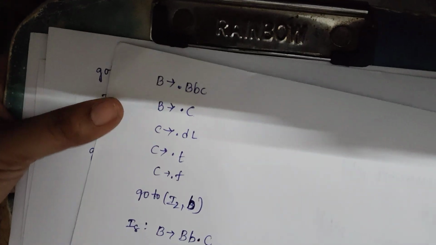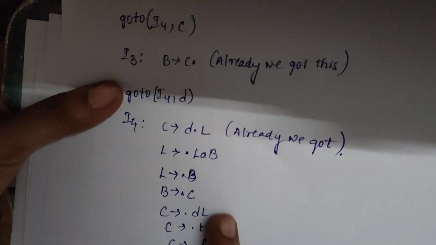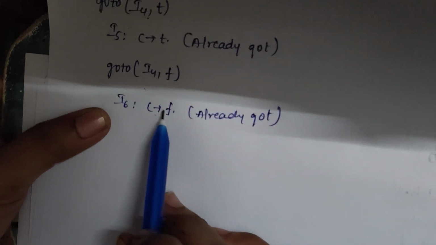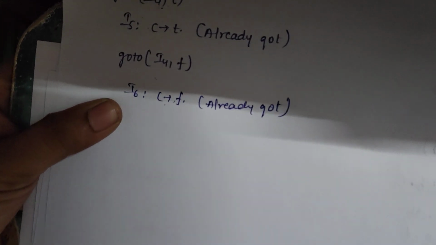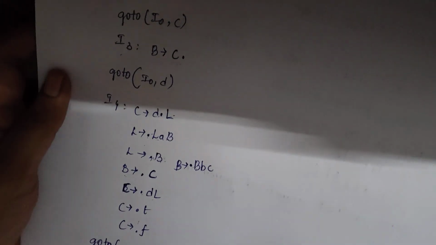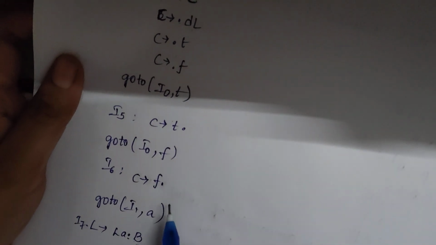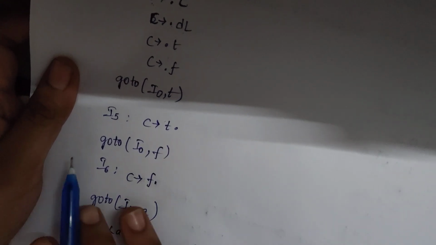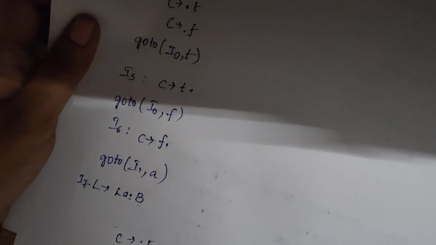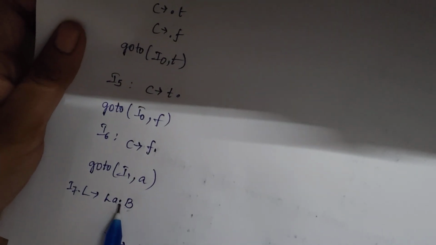So now go to the next state. In I4 we have shifted all the dots. Now check for I5. In I5 we don't have anything. In I6 also we don't have anything. So check all the states. I5 and I6 are not there, right? The dot has reached the end, so we are not taking those. So go to I7, and we'll just shift the dots first.